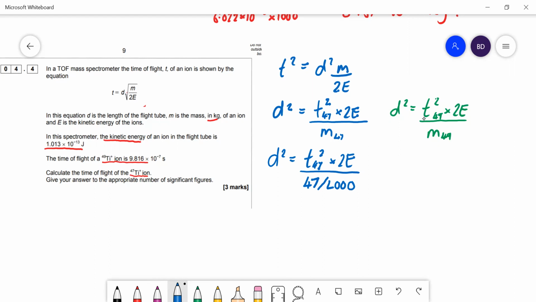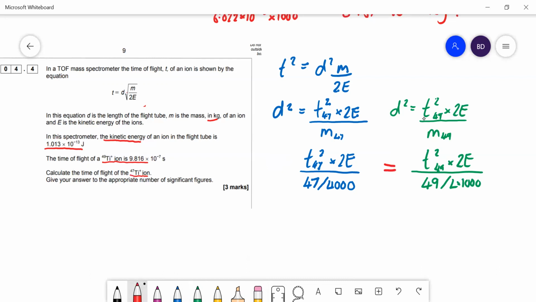Right. So with the same for the green one, d squared is equal to T49 times 2e over, well, that weighs 49 over the Avogadro constant multiplied by 1,000. So I missed a 1 out there. So we can see the d squared is the same for each one. So I'm going to get rid of that and that. And we can see that that has got to be equal to that.